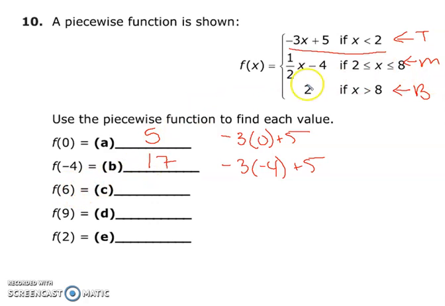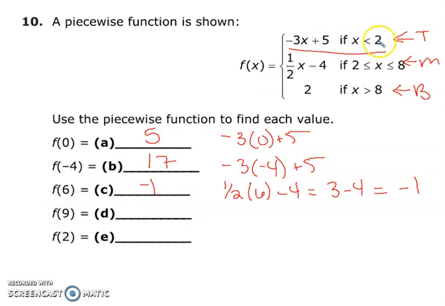F of 6. Where does 6 fall? Is it less than 2? Is it between 2 and 8? Yeah, so I'm going to put it in that one. 1/2 times 6 minus 4. So 1/2 times 6, you need to know how to do that on your calculator. If you ask me on test day, I'm not going to tell you. You need to know how to do 1/2. If you need to do 1 divided by 2 and turn that into 0.5 times 6, please do that. If you know how to do 1/2 on your calculator, that's even better. So my answer is negative 1.